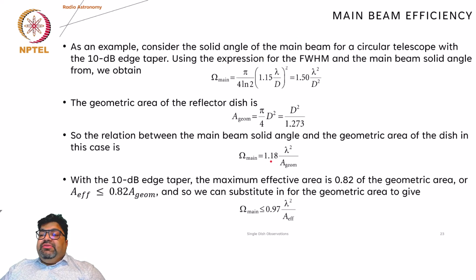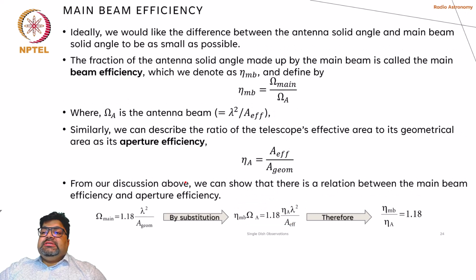So if you do the math, if you keep following, because we have been discussing this multiple times, you can see that this sigma main is less than or equal to 0.97 lambda squared by A effective, which is what we get if we have a 10 dB edge taper illumination. The efficiency parameter for this main beam can be defined as omega main, the solid angle of the main beam, over the solid angle of the entire antenna. So that is the main beam efficiency.